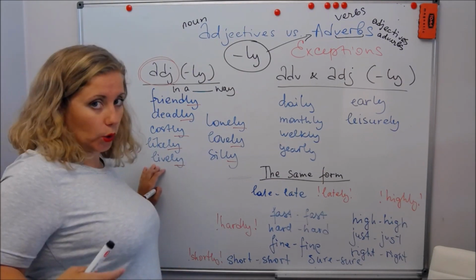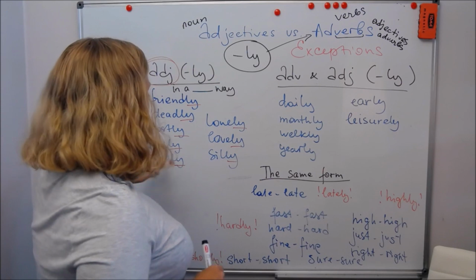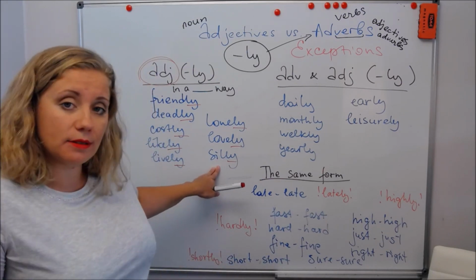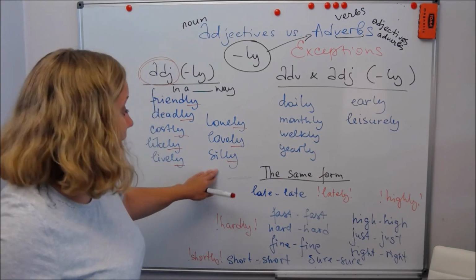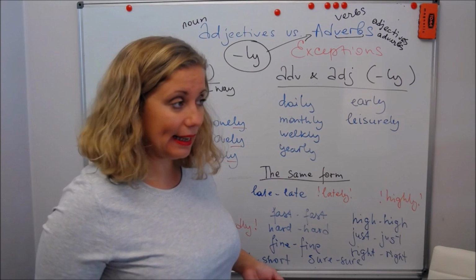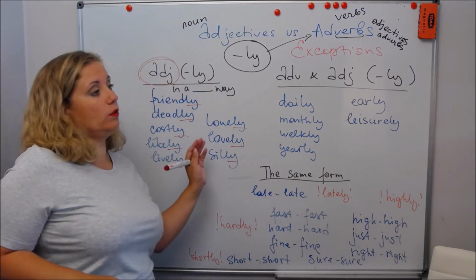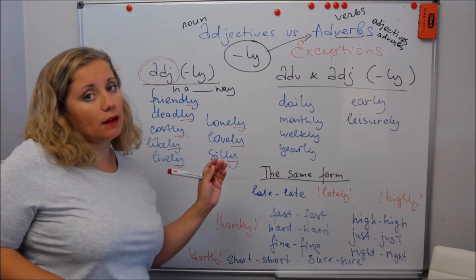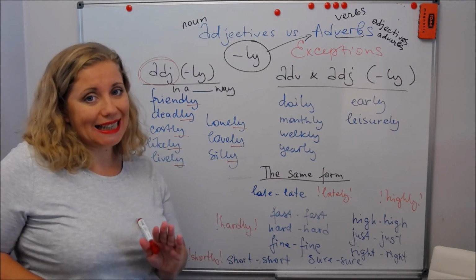They talk in a lively way. Yeah, so energetically. And so on and so on. He smiles in a silly way. You can say he has a silly smile as a noun, yeah? But he smiles in a silly way. Okay? That's why remember that these words, though they finish with -ly, are adjectives which don't form adverbs at all.